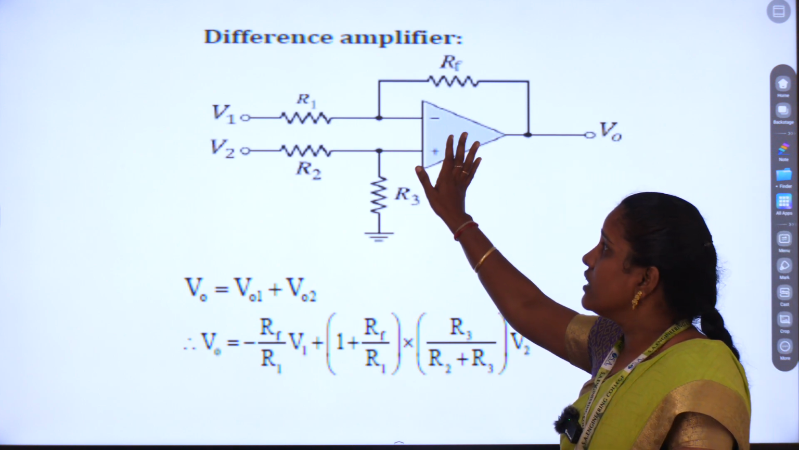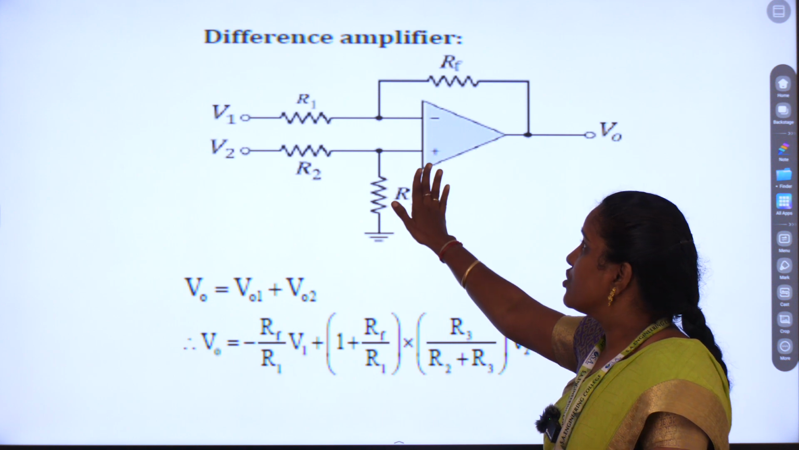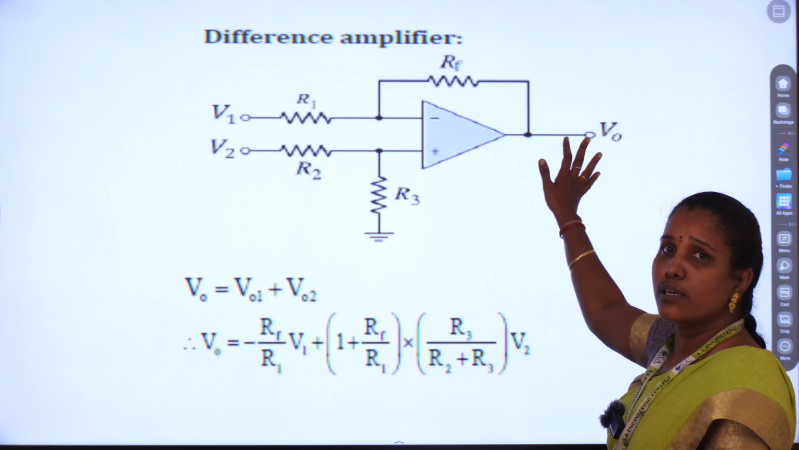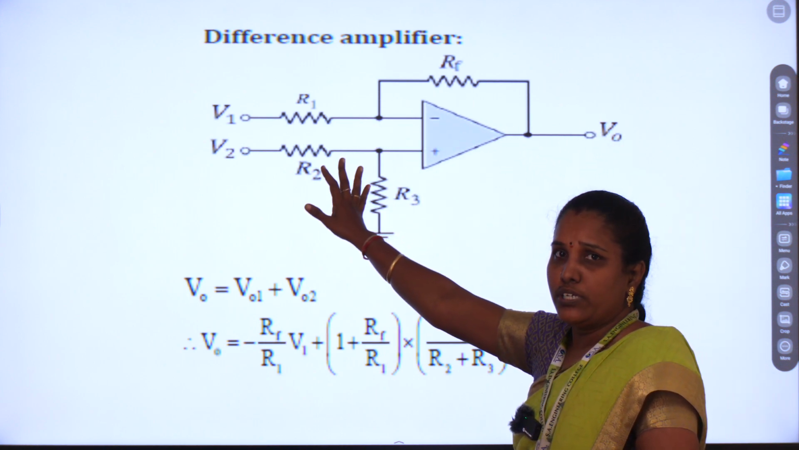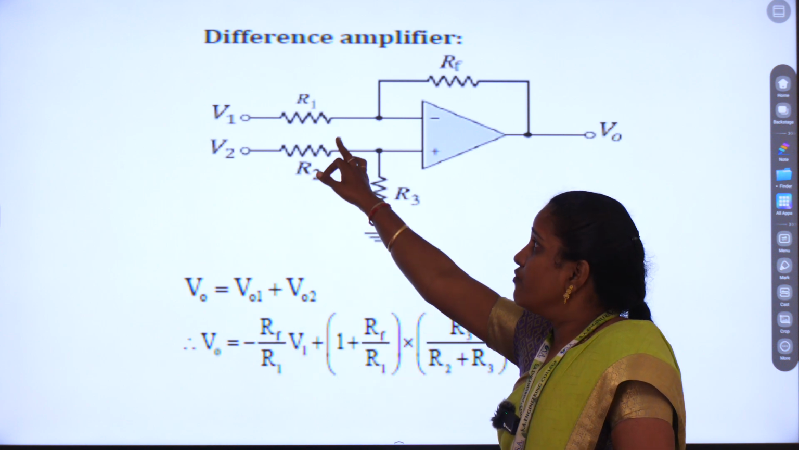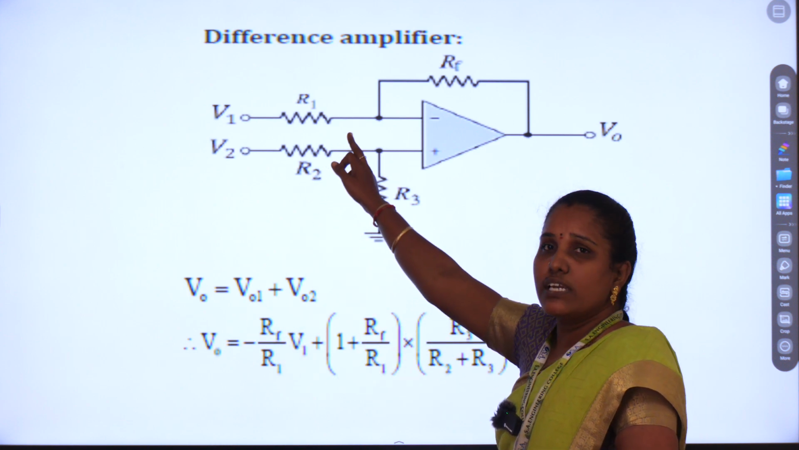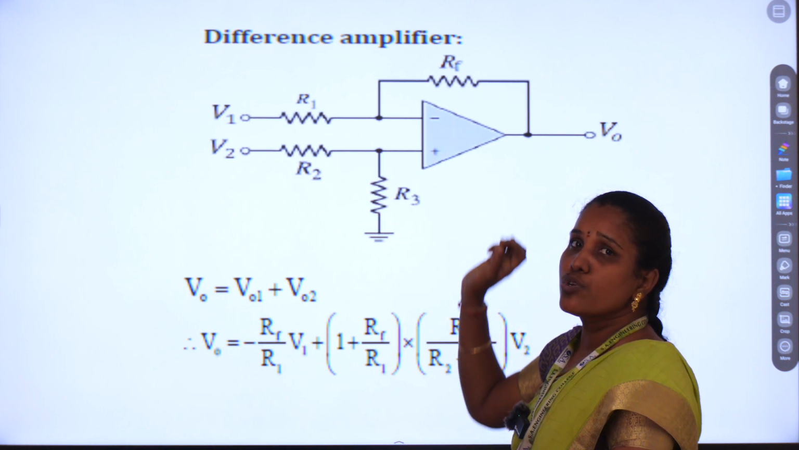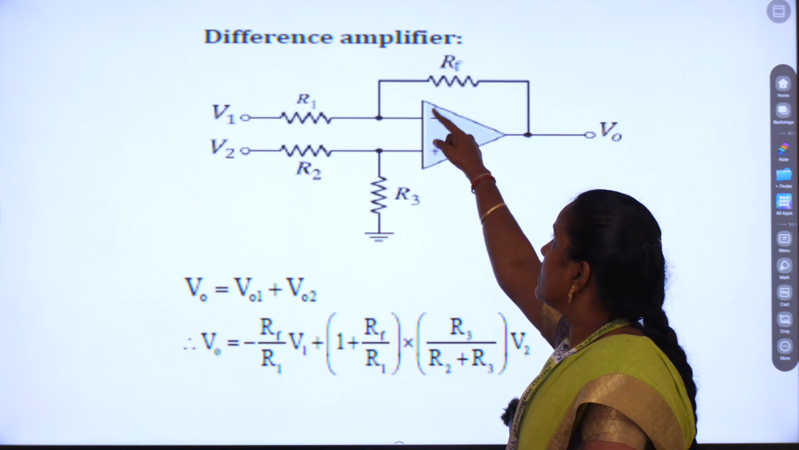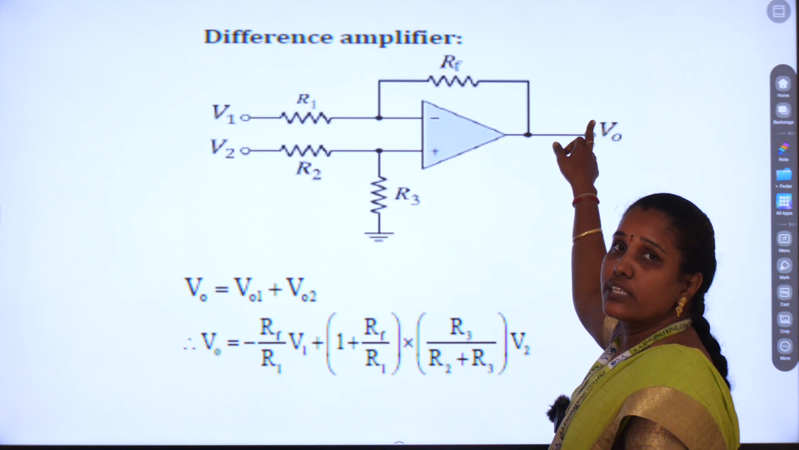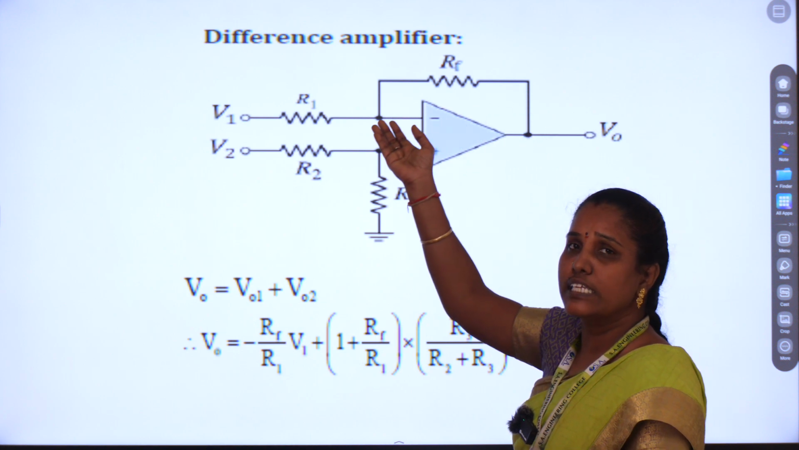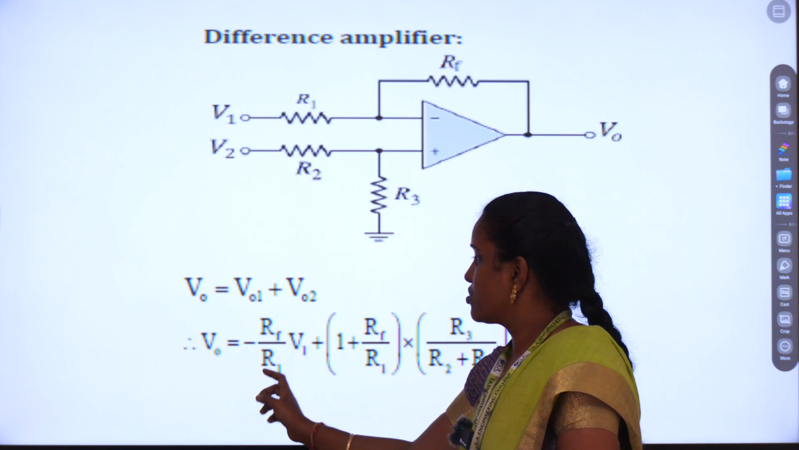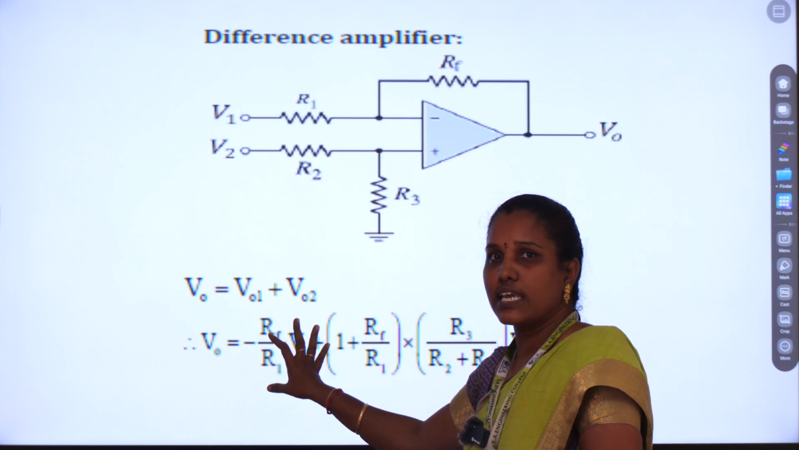So listen carefully. In this difference amplifier, don't take it as minus plus. Anyhow, V0 is directly proportional to these two input voltages. So V0 depends on V1 and V2. First, V1 is connected to the inverting terminal, so it behaves like an inverting amplifier. What is the formula for V0 in the inverting amplifier? V0 is equal to minus Rf by R1 into V1. So this is case number 1.